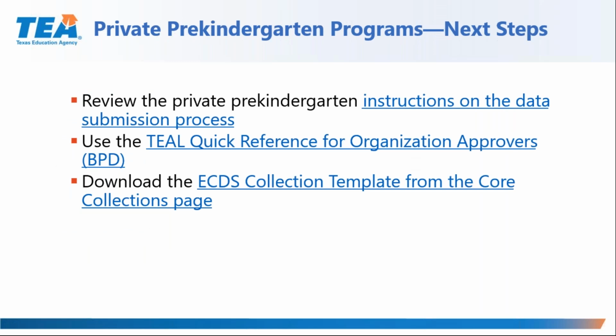And once you've received your organization ID, you'll want to review the private pre-kindergarten instructions on the data submission process, download the review of the TEAL Quick Reference for Organization Approvers in the Business Partner Directory. The BPD is where all private pre-kindergarten programs are housed. Then you'd want to ensure you've downloaded the ECDS collection template from the core collections page. And then programs will then provide student information and special program information in the template that's then submitted to TEA. So what's hyperlinked in this slide would be the instructions, the TEAL reference guide, and then the collection template, which will be shared.